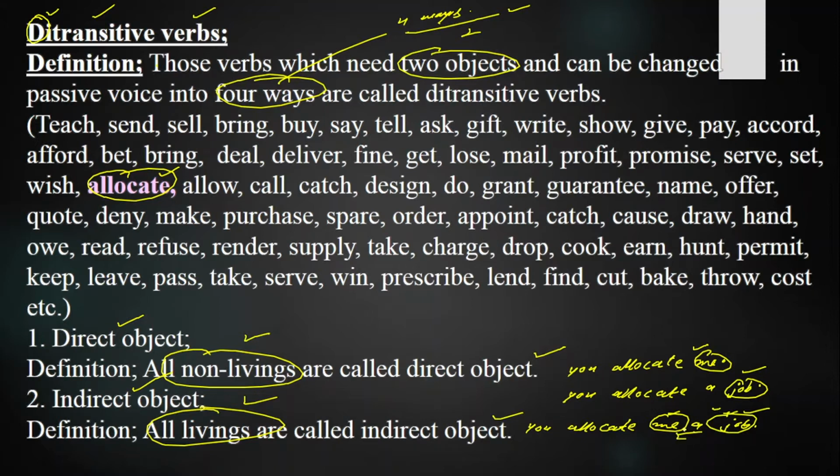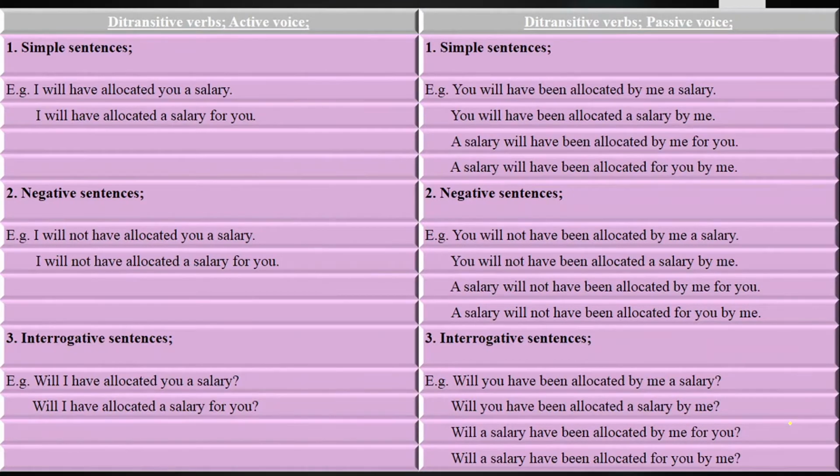You know mostly we bring the indirect object at the beginning and the direct at the end, but if you want to shuffle the places, keep in mind your indirect object, me, will be followed by a preposition. You allocate a job for me. So these are the two ways to change them within active voice. And the main target is how we are going to change them from active voice into passive voice. Today we have the ditransitive verb allocate in the future perfect tense.